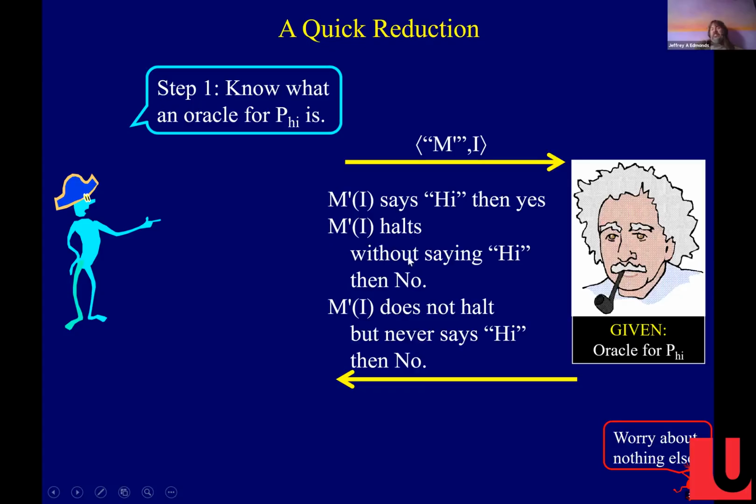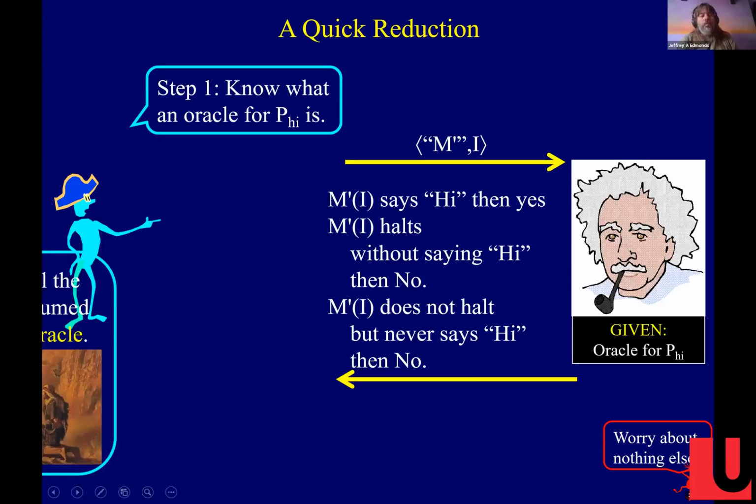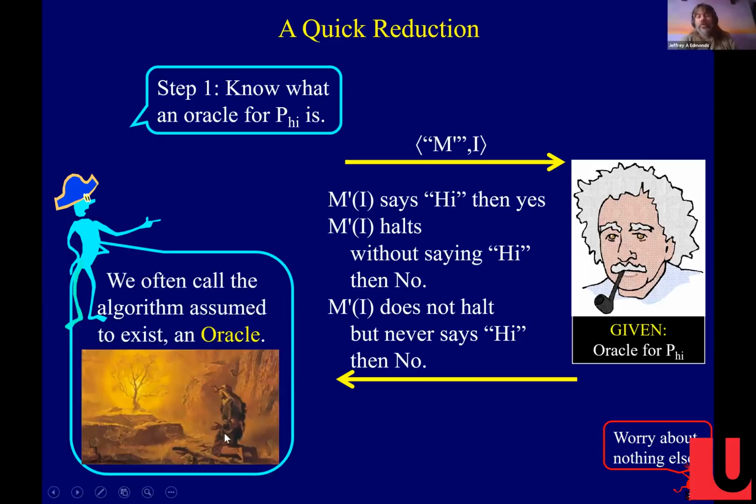So in these two cases, he says no, because maybe it halts and doesn't say hi. Maybe it runs forever and doesn't say hi, but it never says hi, so he says no. If M might say hi and run forever, and M might say hi and halt, it doesn't matter. Either way, if it says hi, then he says yes. Everybody understand what the oracle does? Oh, there's our oracle as a burning bush.